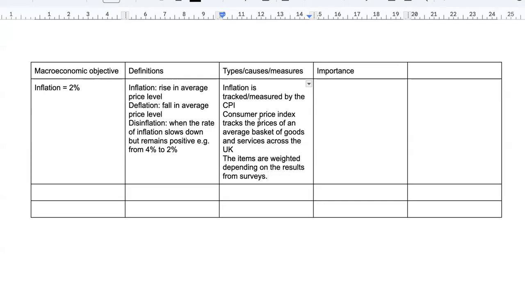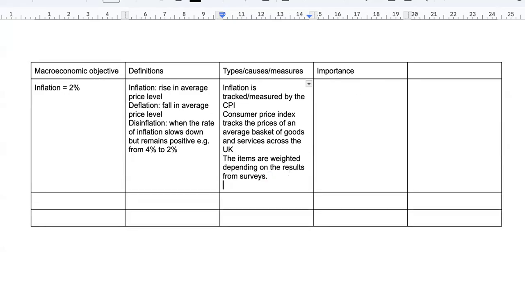Okay, so the main thing you need to know is that the measure is called the CPI. The old measure was called the RPI. The CPI just tracks the prices of an average basket of goods and services every month. And then if we compare, say, October 2025 to October 2024, then we know how much inflation was in the last 12 months. Does that make sense? Yeah. Perfect.